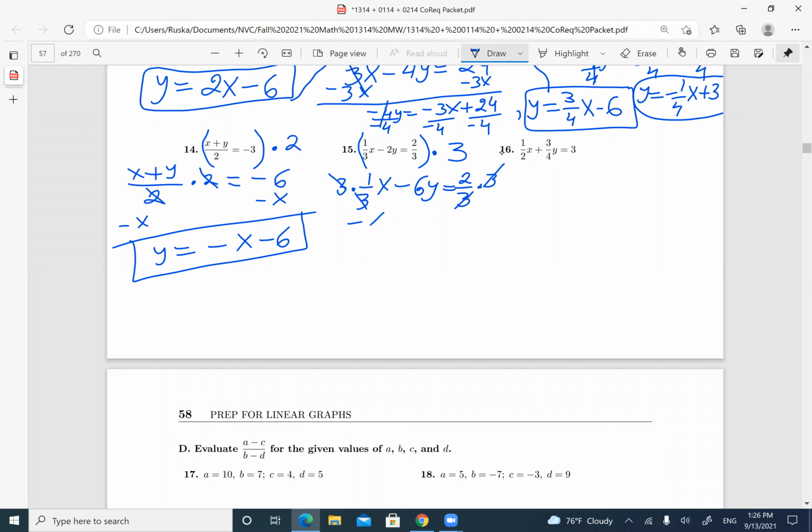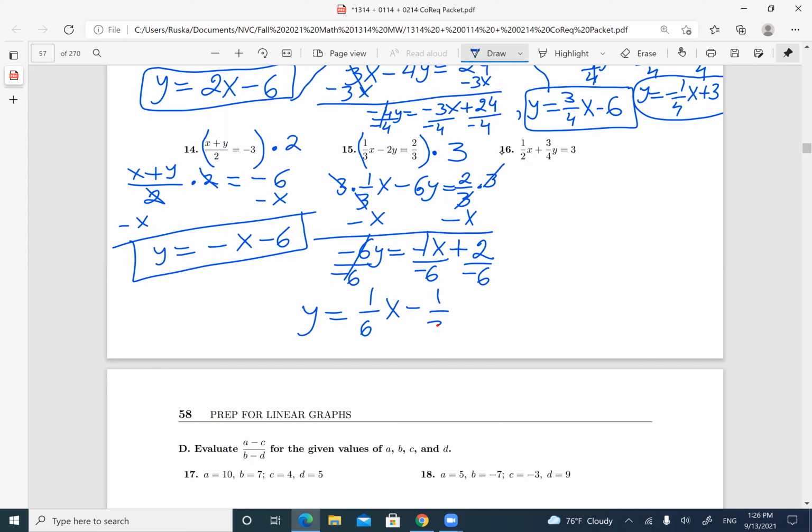So I'm going to subtract x on both sides. And I'm going to have -6y equals -x plus 2. And then I'm going to divide by -6. And this cancels, so I get y equals, now negative over negative is positive, 1 in the top over 6, x. And then 2 over negative is -1/3. You can divide this by 2 up and down. And this is what we have left. Okay.